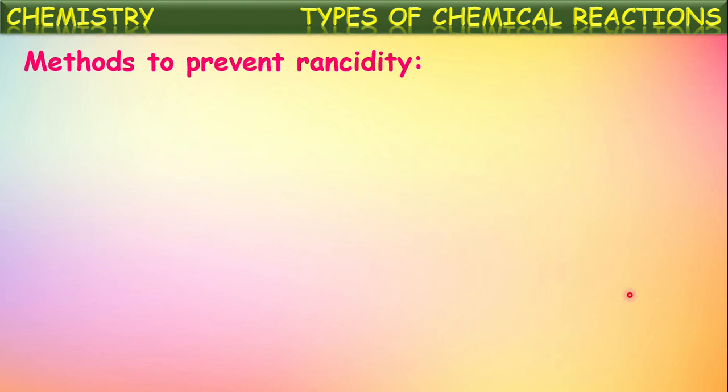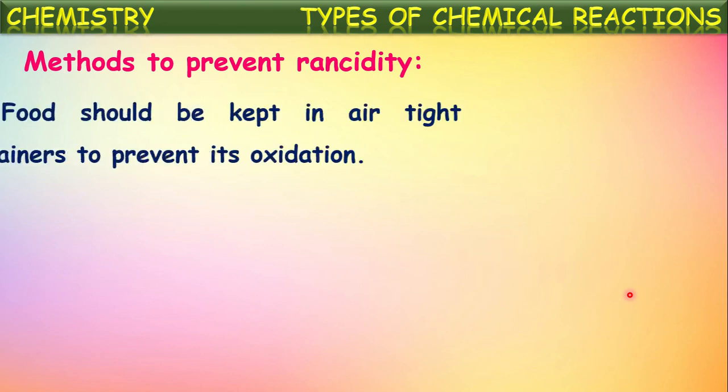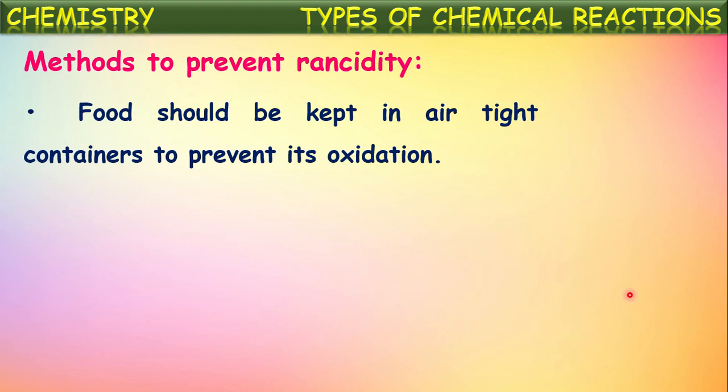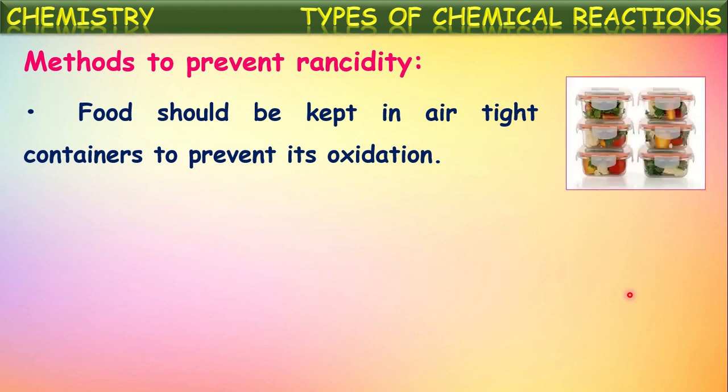So how can we control this rancidity? That we say as methods to prevent rancidity. One of them is that food should be kept in airtight containers to prevent its oxidation. If we keep the foodstuff in airtight containers, it won't be in contact with the air and hence we can stop the oxidation of those foodstuffs.